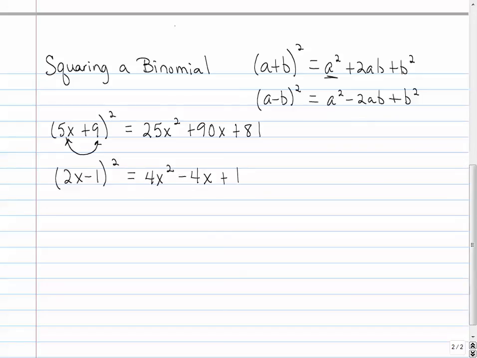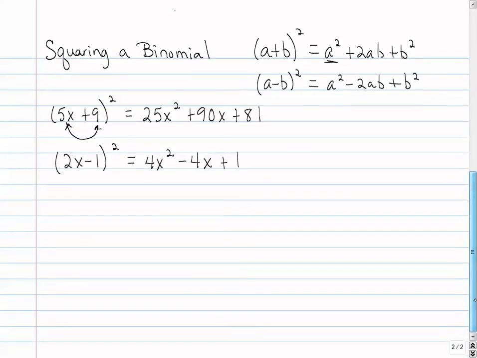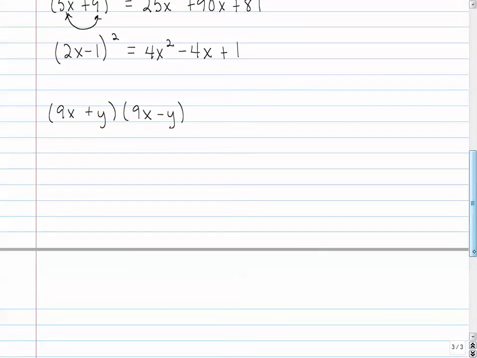All right, now let's look at one like this. We're going to be multiplying two binomials, but one is a sum and one is a difference. So let's look at this. 9x plus y times 9x minus y. So see, you have the same terms, but you're adding one and you're subtracting the other. So same terms, opposite signs.